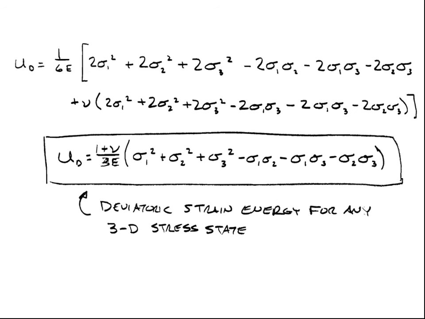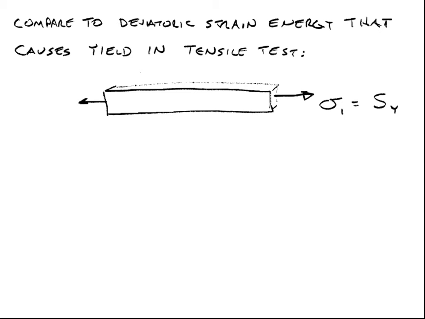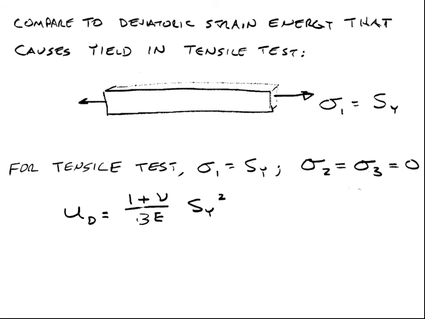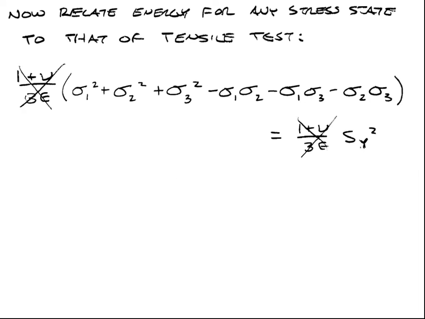You can go through the algebra if you want, but we end up coming up with a not too terrible equation for the deviatoric portion of the strain energy. And now, again, we know one particular stress case that, based on a tensile test, if we only put a normal stress in the x direction, or in this case makes the principal stress 1, that it's going to yield when it reaches the yield strength. And so in that case, the deviatoric strain energy would be as shown here.